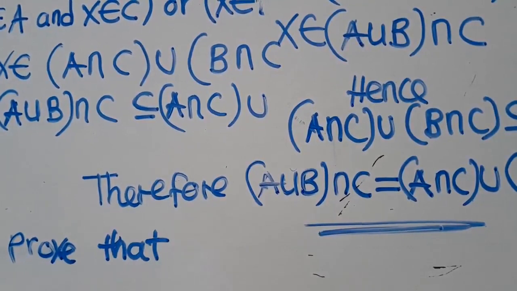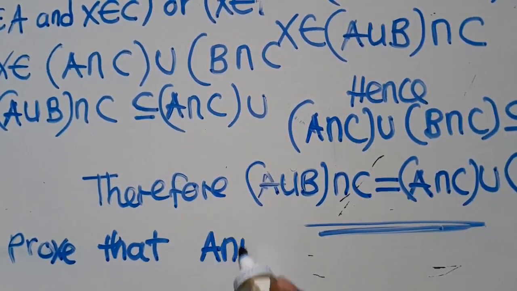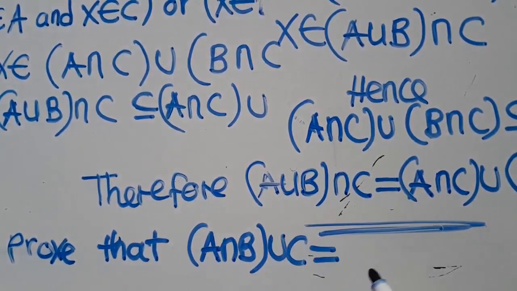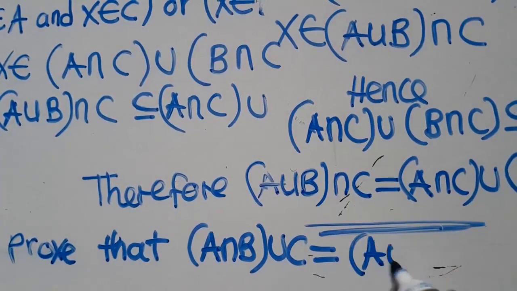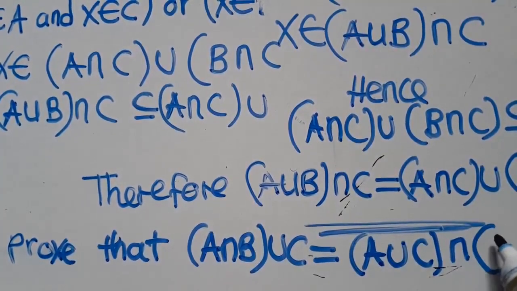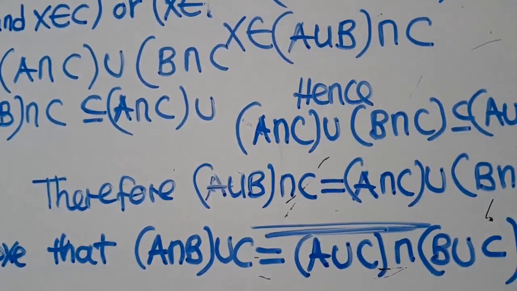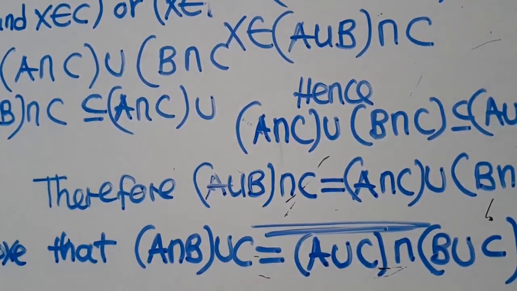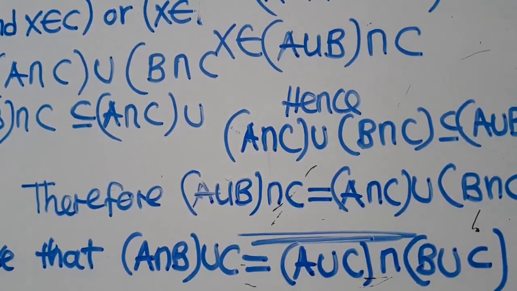So I want you to prove that A intersection B union C is equal to what? Is equal to A union C intersection B union C, like this. I want you to prove this one. I see if we have understood what we've discussed, all the procedures that we've done. So let's prove this. Let's see how we are going to handle this. Let's see how we are going to answer this one.